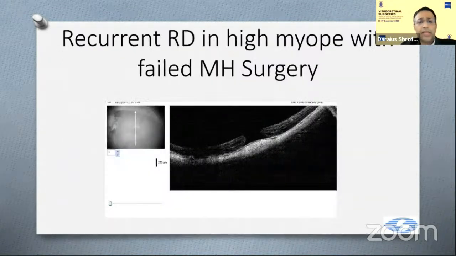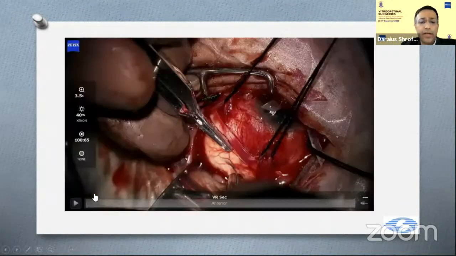This is another case I'd like to talk to you about. A retinal detachment in a high myope. So this was a patient, a very high myope, axial length was 33 mm. And there was a failed macular hole. So although he was operated and ILM was peeled, still the macular hole did not close. And then he came to us with a retinal detachment and a total vitreous hemorrhage.